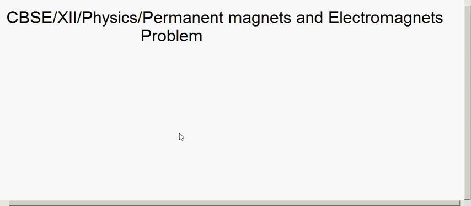So in the previous class we learnt about permanent magnets and electromagnets and how to choose materials for making these magnets. Now today we'll see some problems based on this. You can take down the first one. I have a couple of problems.